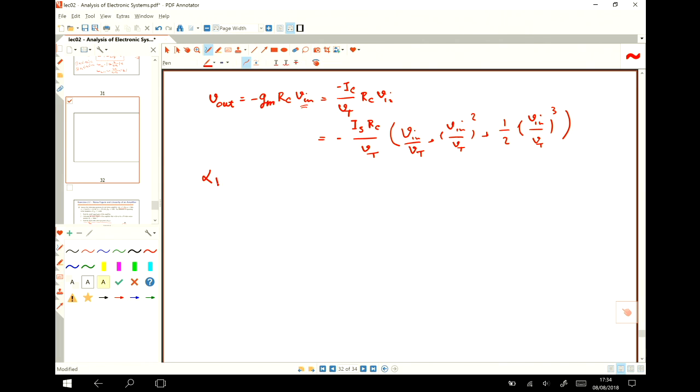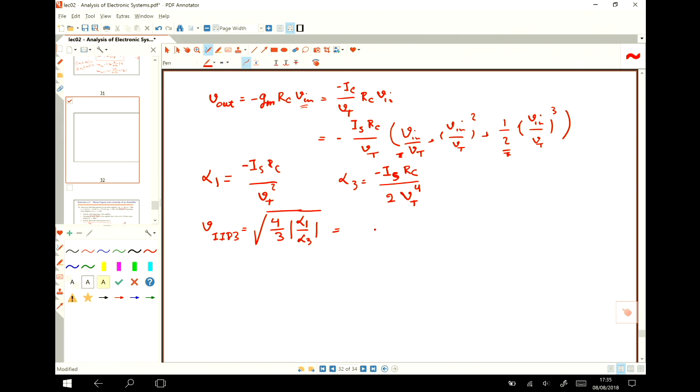So now what is the value for alpha 1? Alpha 1 is minus IS RC over VT squared, and alpha 3, which is this component, equals minus IS RC divided by 2 VT to the power 4. And then we had in our lecture slides that VIIP3 equals the square root of 4 over 3 times alpha 1 divided by alpha 3, which equals VT times the square root of 8 over 3.